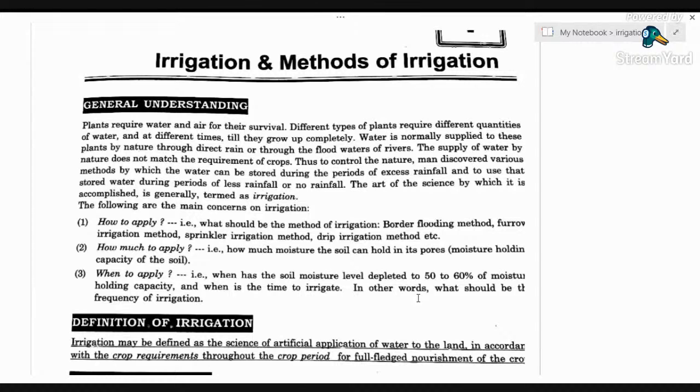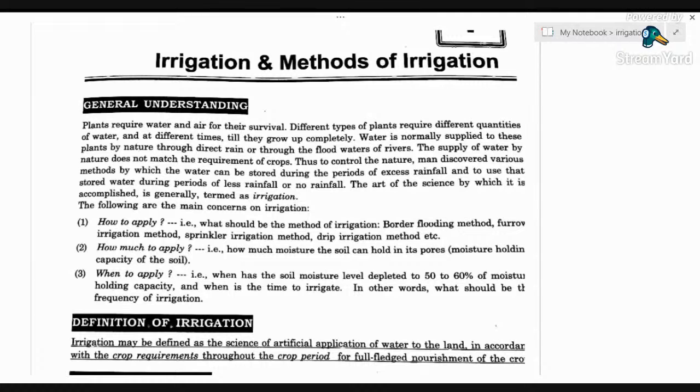In irrigation, this is the artificial application of water. So first we should understand the general understanding behind this irrigation. So why is irrigation required? Because plants require water and air for their survival. And we actually depend on the rainfall.